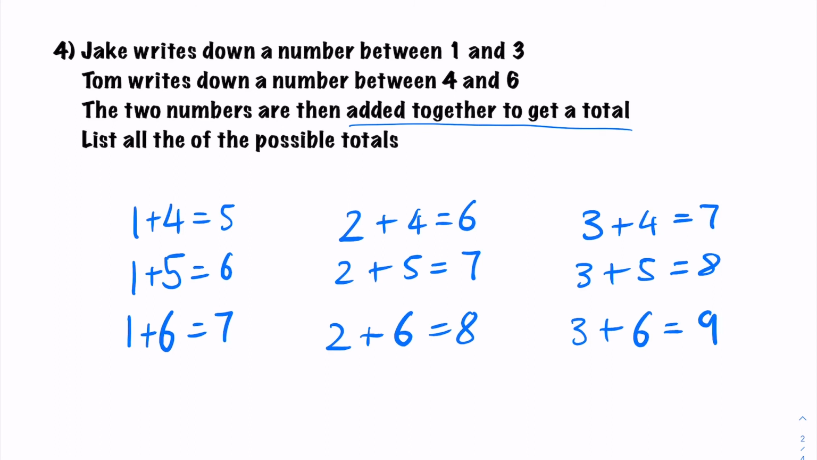And you'll see there's a few repeats in here. You can see how we've got 6's repeating, 7's repeating all the way through, 8's repeating, and then there's a single 9 and a single 5 at the very beginning. So the different totals that we could possibly get would be 5, 6, 7, 8 and 9. These are the different totals we could end up with.